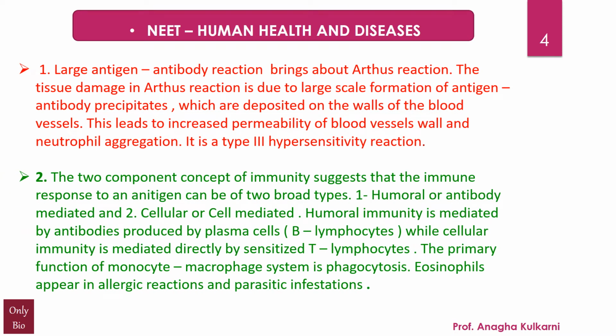Next, the two-component concept of immunity suggests that the immune response to an antigen can be of two broad types. First, humoral or antibody mediated, and second, cellular or cell mediated. Humoral immunity is mediated by antibodies produced by the plasma cells, that is B lymphocytes, while cellular immunity is mediated directly by sensitized T lymphocytes. The primary function of the monocyte macrophage system is phagocytosis. Eosinophils appear in allergic reactions and parasitic infestations.